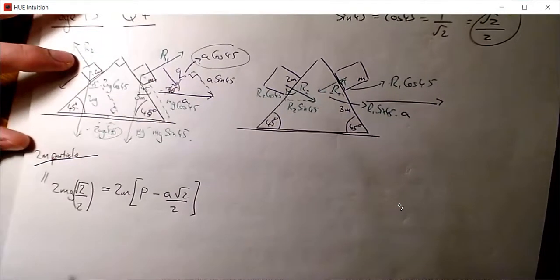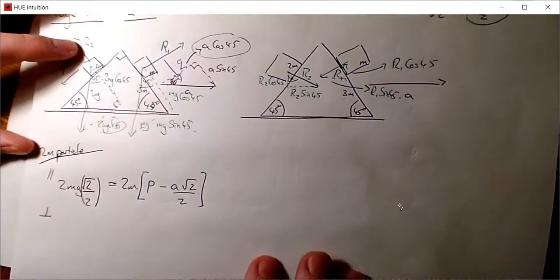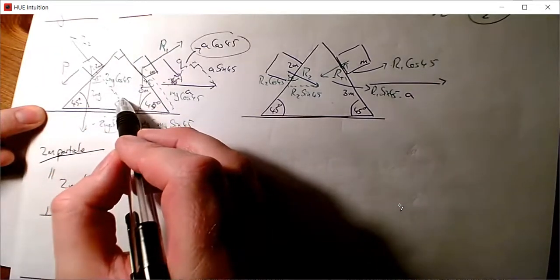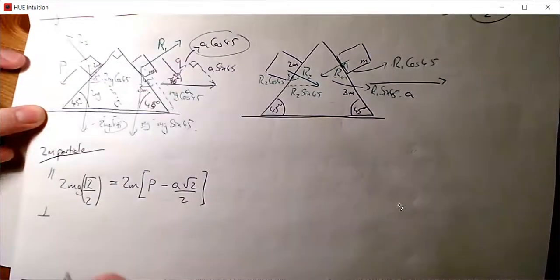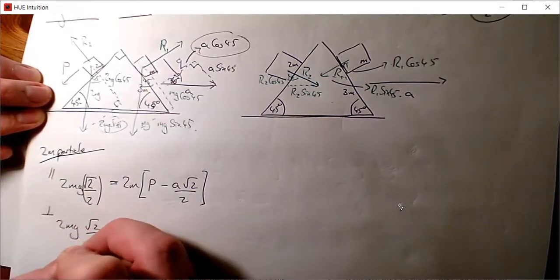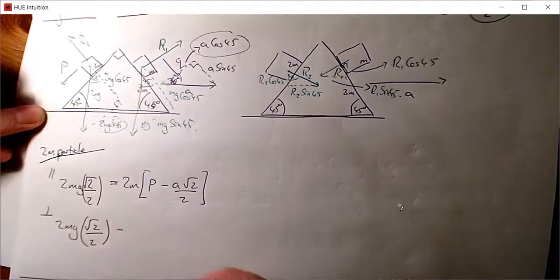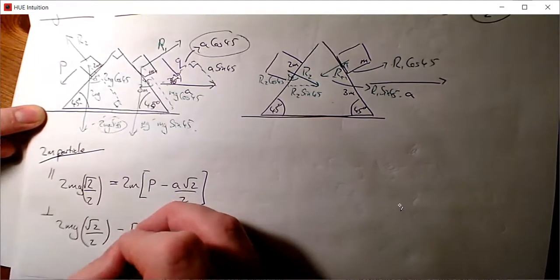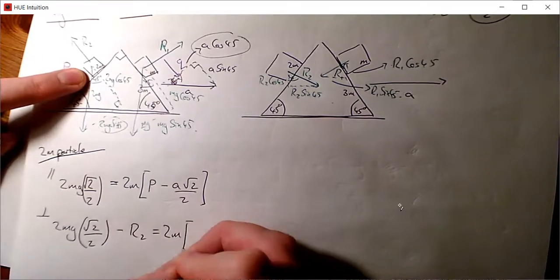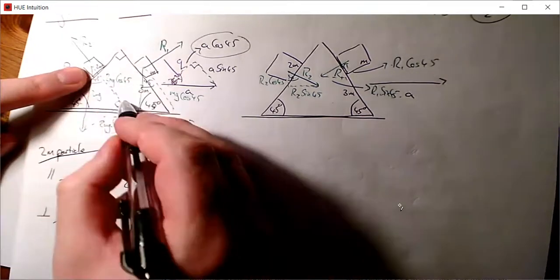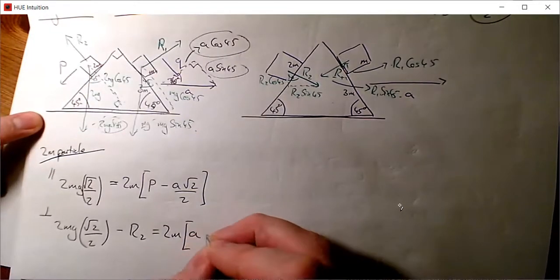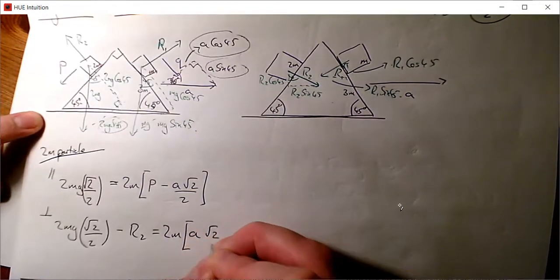Okay, perpendicular to that surface the forces acting are 2mg cos 45 and R2. So we get 2mg cos 45, which is root 2 over 2, minus, in the opposite direction, R2, equals, its mass is still 2m, and its acceleration now in that direction is A sine 45. And sine 45 is root 2 over 2.